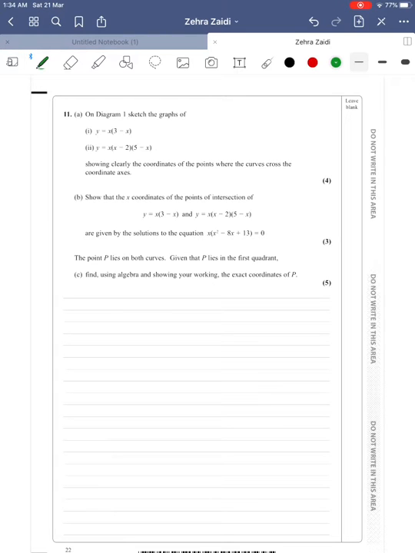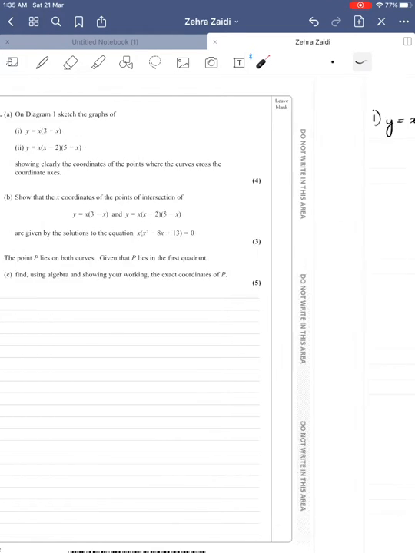Question number 11. On diagram 1, sketch the graphs of y is equal to x into 3 minus x and y is equal to x into x minus 2 into 5 minus x, showing clearly the coordinates of the points where the curve crosses the coordinate axis.